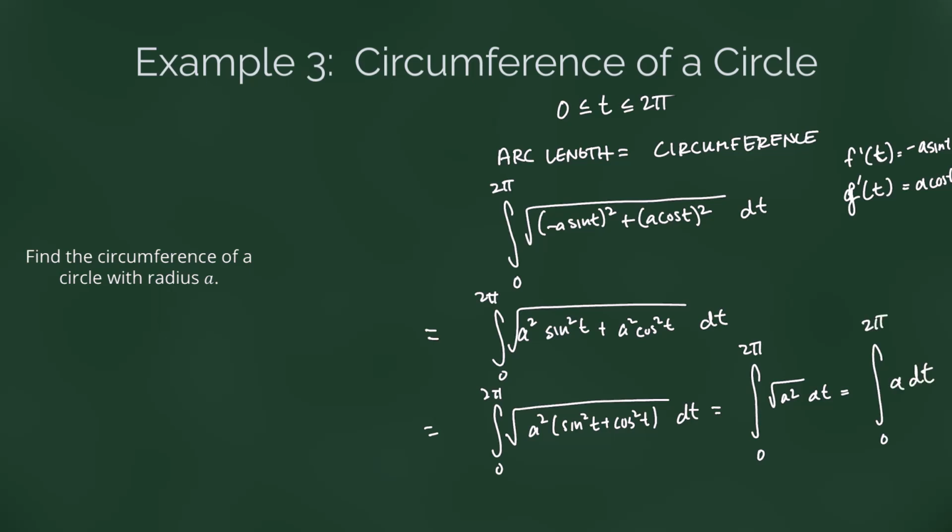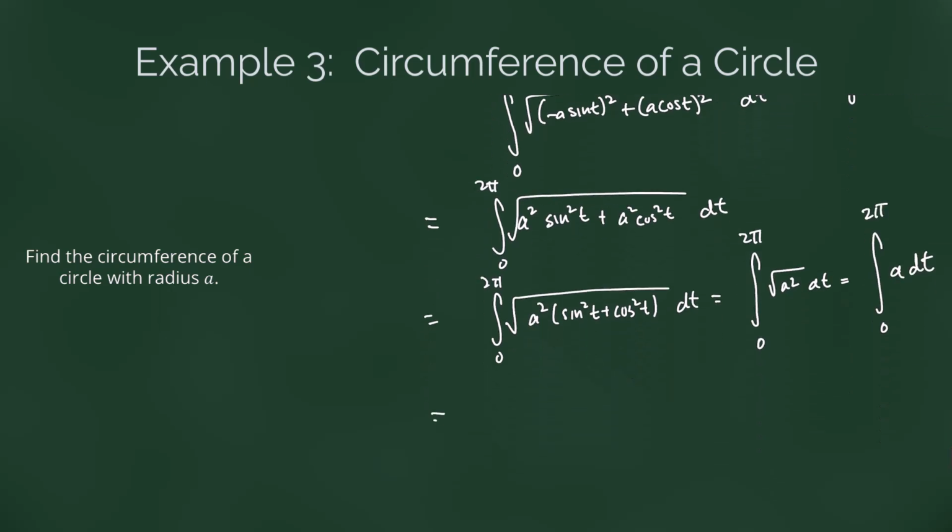with respect to t. So if we take an antiderivative, we get a times t, and we're evaluating that from 0 to 2 pi. So we get 2 pi times a minus 2 pi times 0, which is, of course, 2 pi times a, which we know is, in fact, the formula for the circumference of a circle with radius equal to a.